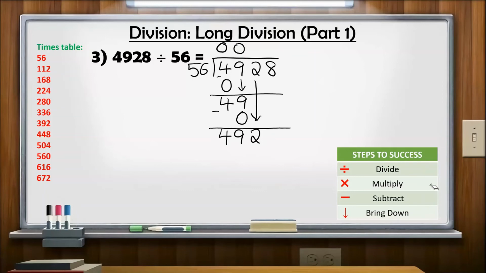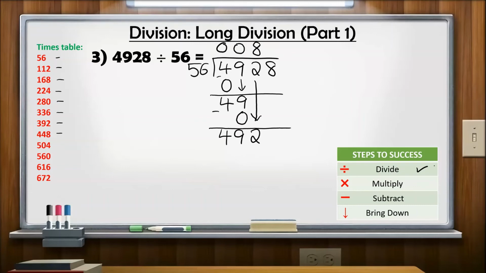So far I can see that there was 0 56s in the number 4 and the number 49. So now I'm going to try and see how many 56s can we get into 492. So using my times table, I can see is 1, 2, 3, 4, 5, 6, 7, 8. So I'm going to put 8 in my answer here.